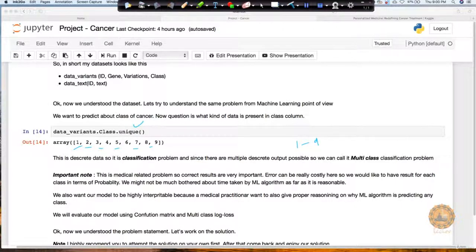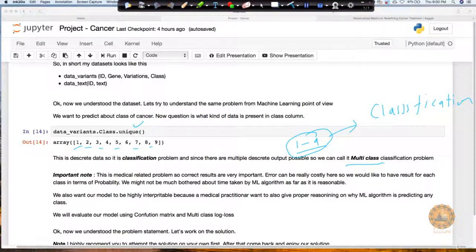Now, if you look at it, this is a discrete output, right? As soon as we see that it's a discrete output, we say that it's a classification problem. Now, the second question is, is it a binary classification problem? No, because in a binary classification problem, we can possibly have only two outputs. And here we have more than two outputs. So this kind of thing is called a multi-class classification problem. So we are actually trying to solve a multi-class classification problem, and that's what the prediction model we are going to build here.